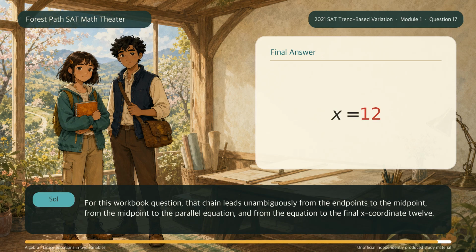For this workbook question, that chain leads unambiguously from the endpoints to the midpoint, from the midpoint to the parallel equation, and from the equation to the final x-coordinate 12.